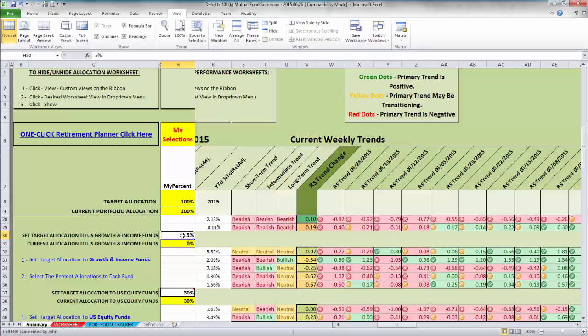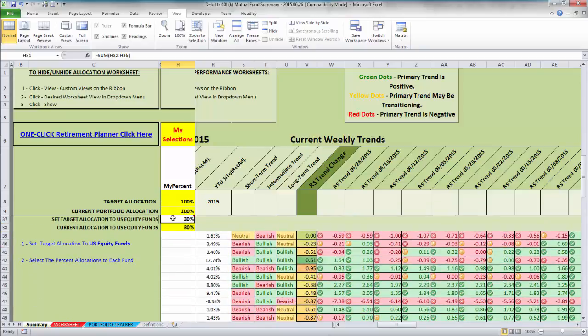Our U.S. growth and income, we have a similar story. We'd like to have 5% allocated due to our asset allocation guidelines. But currently, because of the amount of red and the negative trend, we're allocated to 0. We moved that to one of the sector funds last week.